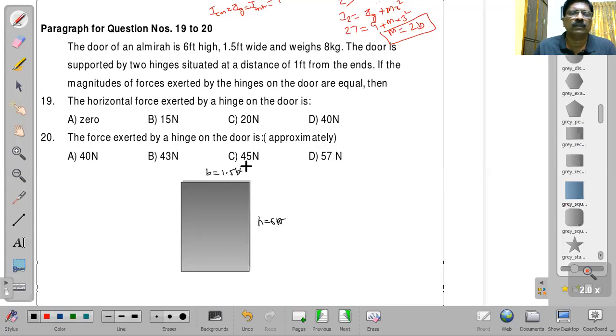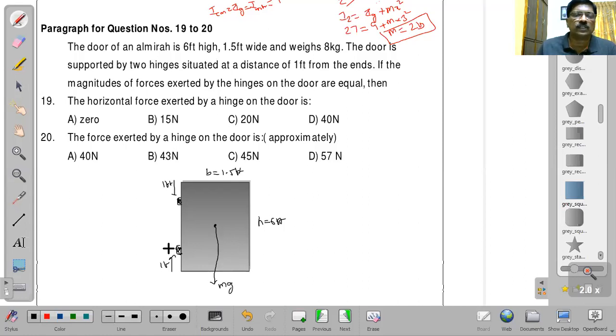It is given that this almirah door is fixed by hinges. Here there is 1 hinge, and here also 1 more hinge is there. These 2 hinges are fixed at a distance of 1 foot from the bottom and 1 foot from the top. Okay, here we already know the weight of the almirah acts vertically downwards. The weight of the almirah, mg, acts vertically downwards.